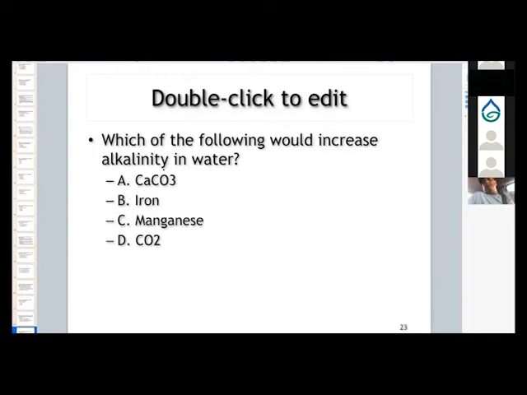Which of the following would increase alkalinity in water? Calcium carbonate, iron, manganese, or CO2? The answer is A, calcium carbonate.